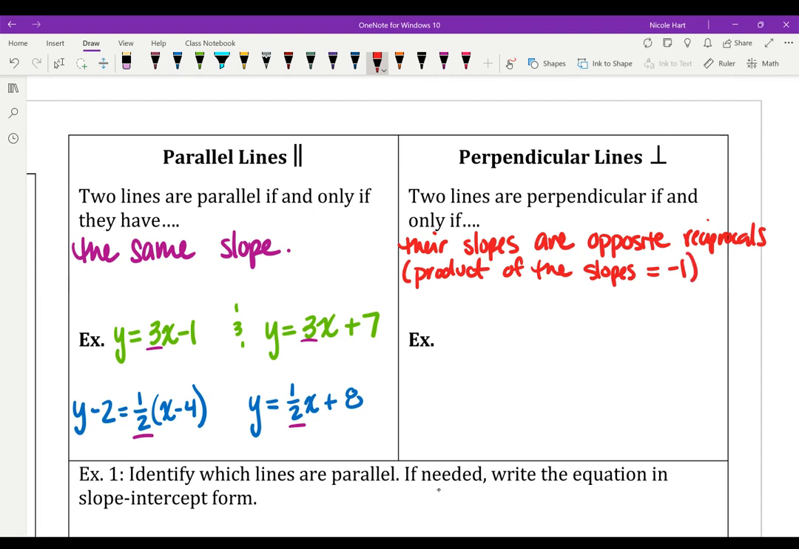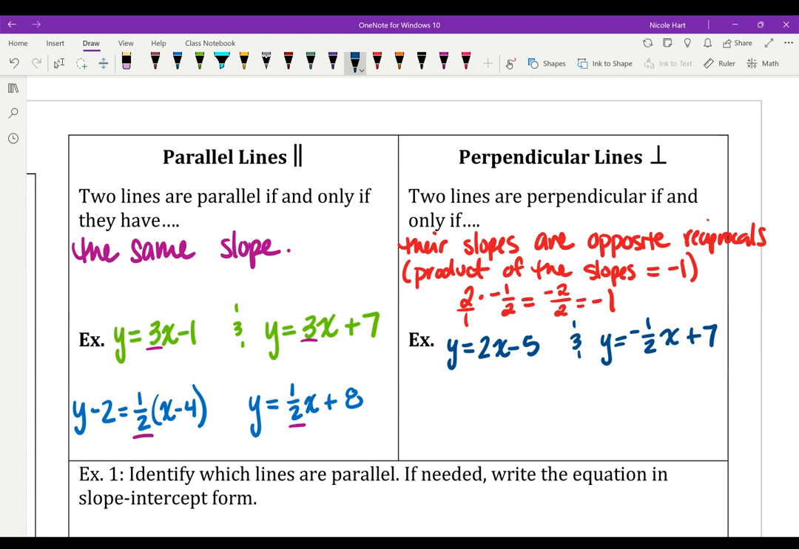So for example, 2 and -1/2. So that's the same as 2 over 1. When you multiply this together, you get -2 over 2, which is -1. So for our examples for slopes, we can use y equals 2x minus 5 and y equals -1/2 x plus 7. So those slopes are opposite reciprocals.